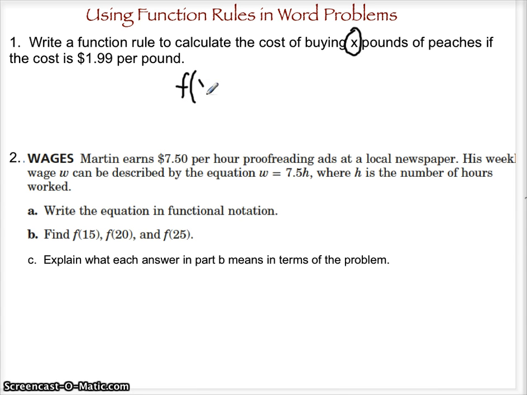So our f of X, well, if we buy X pounds, how much do we pay? $1.99 times that. So $1.99 times X. That's all it is. Okay.